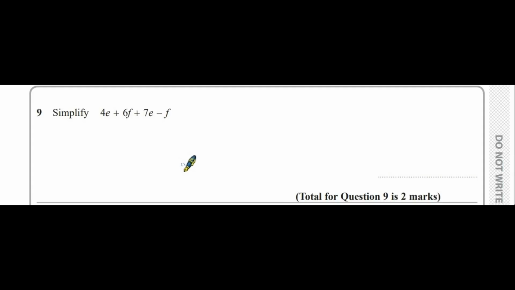Question 9. Simplify 4e plus 6f plus 7e minus f. So what we're being asked to do here is collect like terms.